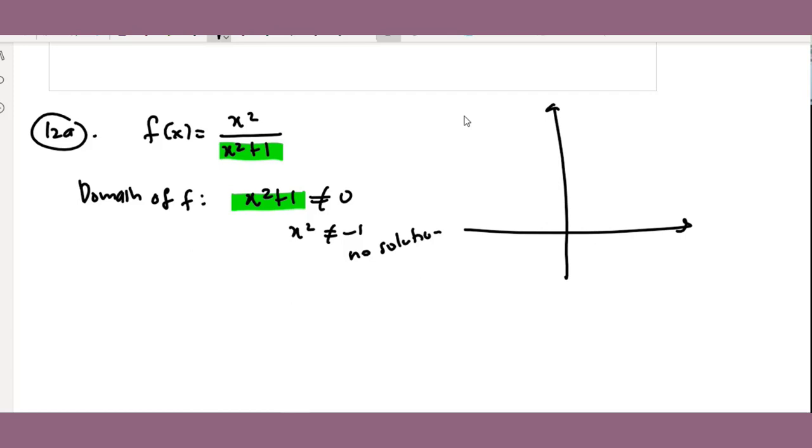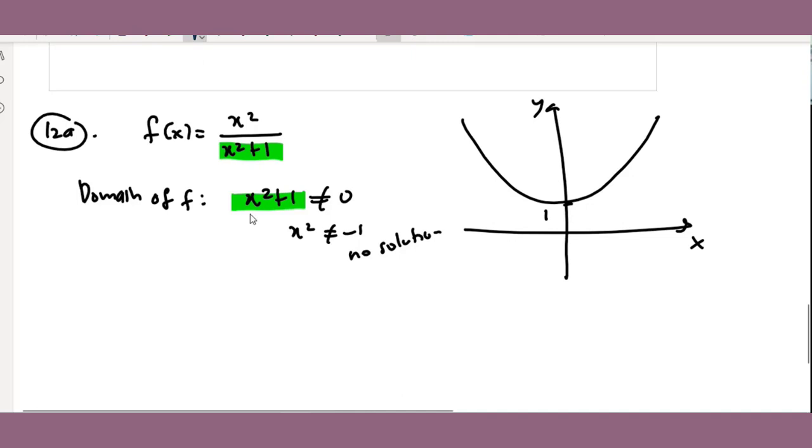The graph is like this. And then check, the graph is above the x-axis. That means no roots. The graph does not cut the x-axis. So we can conclude no vertical asymptote. Actually, no vertical asymptote. Okay, that is okay.